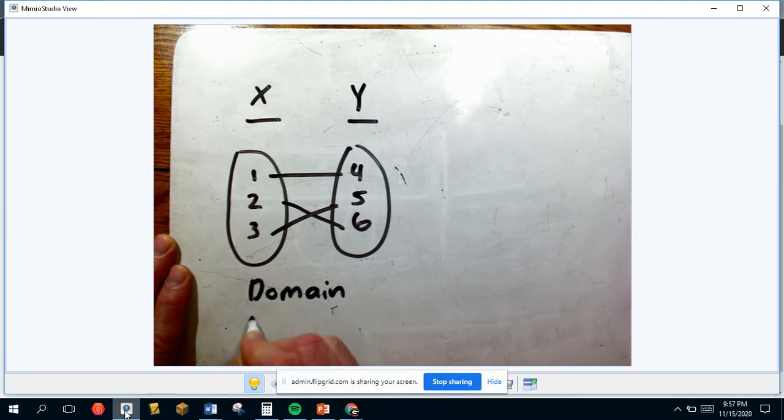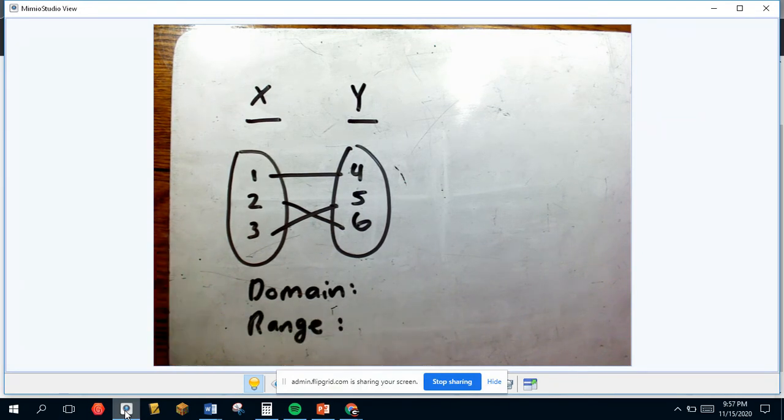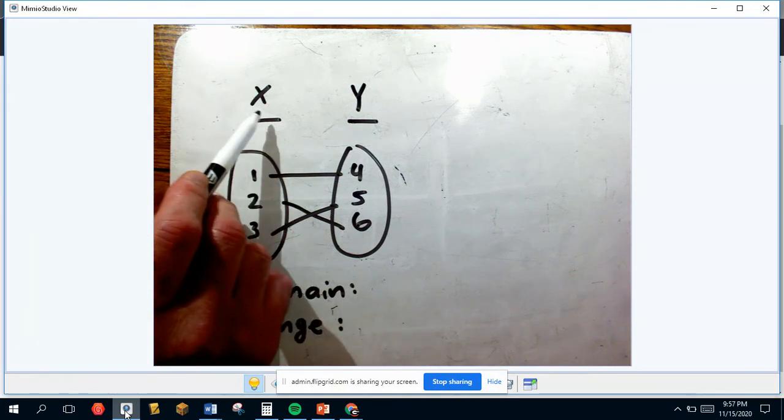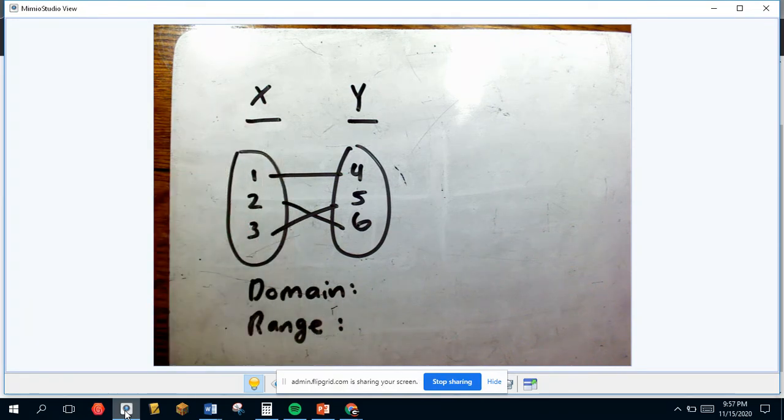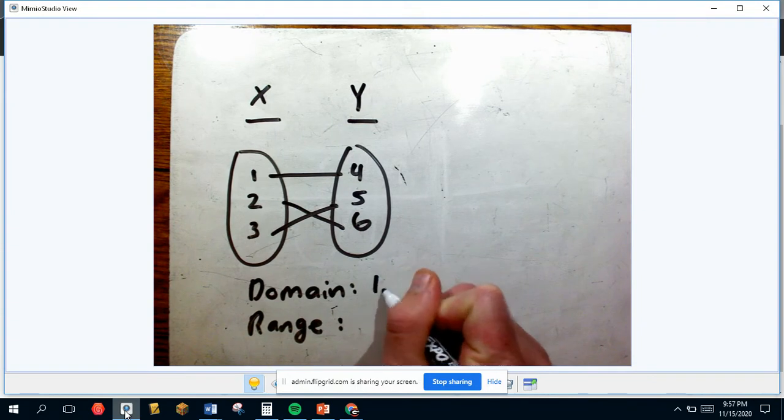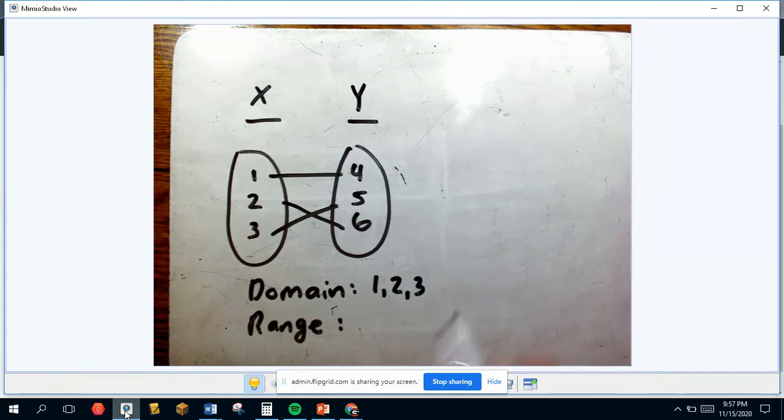Which is very simple. You just have to memorize a little bit here. The domain are the numbers on the left. They're also called X's, or sometimes inputs. So the domain here is simply the list 1, 2, 3. The ranges are the numbers on the right, sometimes called Y's, or other times outputs. So the range here is 4, 5, 6. So you're going to be asked to list the domain and range.